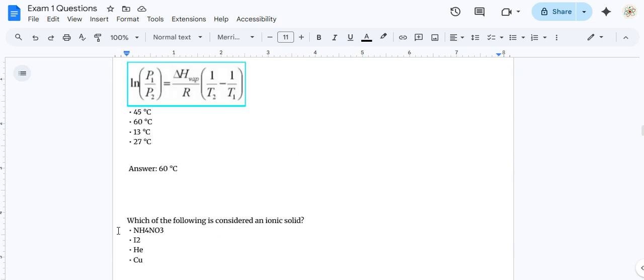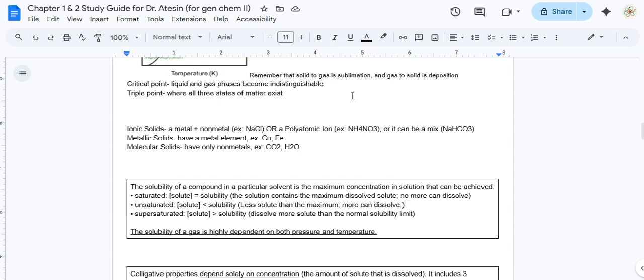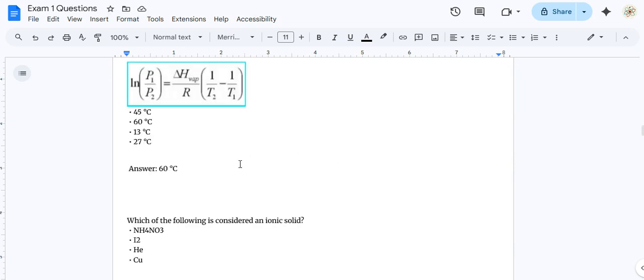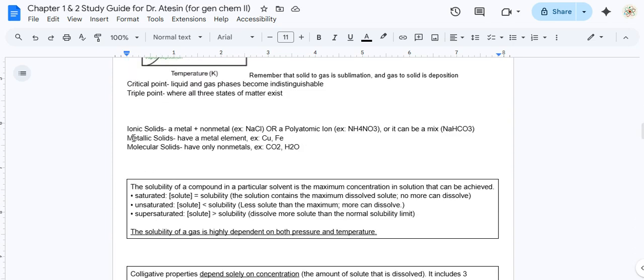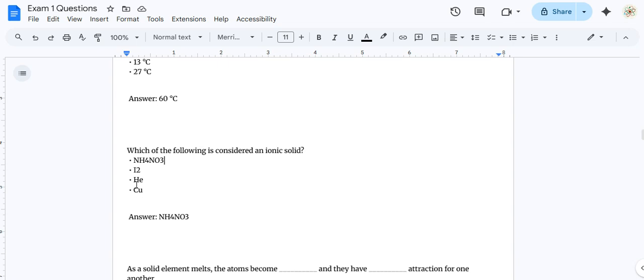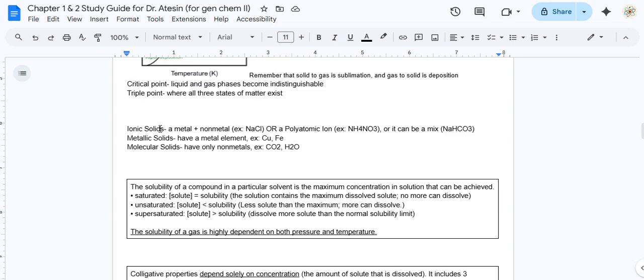So out of these four, which of the following is considered an ionic solid? It would be this, because it is polyatomic ions. I2 would be a molecular solid, because it only has nonmetals, and Cu, copper, will be a metallic solid.